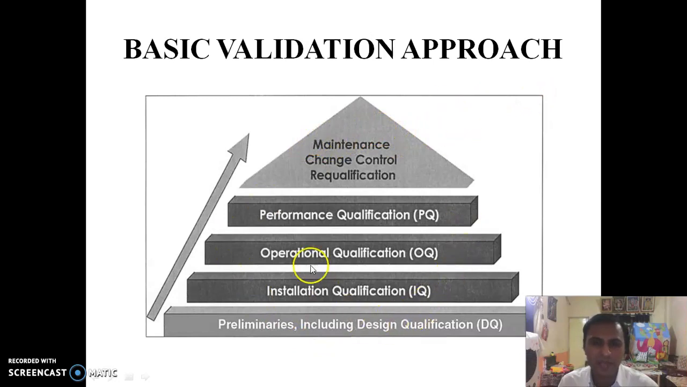In this pyramid, you can see which types of qualifications are done to qualify a particular instrument. First is preliminaries, including equipment design qualification, then installation qualification, operational qualification, performance qualification, and lastly maintenance is needed. If needed, change control, and if any change is required, then after changing the procedure or process or equipment, requalification is needed.